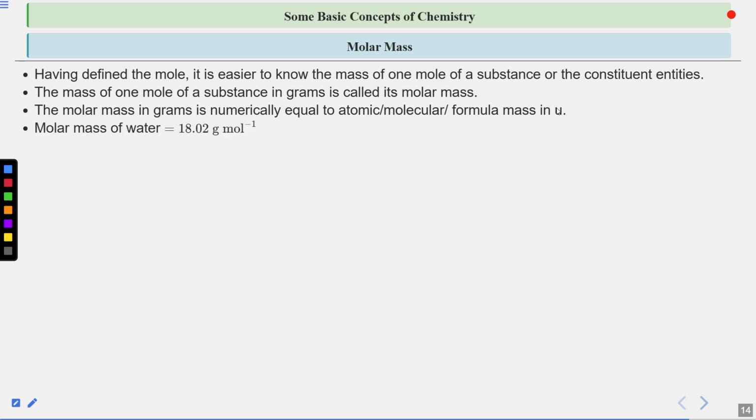Hence, we can say that the molar mass of water is 18.02 gram per mole. If I ask you what the molecular mass of water is, you will say 18.02 u. If I ask you what the molar mass of sodium chloride is, you will say 58.5 gram per mole. Then what is the formula mass of sodium chloride? It is 58.5 u. I hope you got the point here. We are simply changing the unit. And this mass is for 1 mole of water, and this mass is for 1 mole of sodium chloride. Hence it is called molar mass.